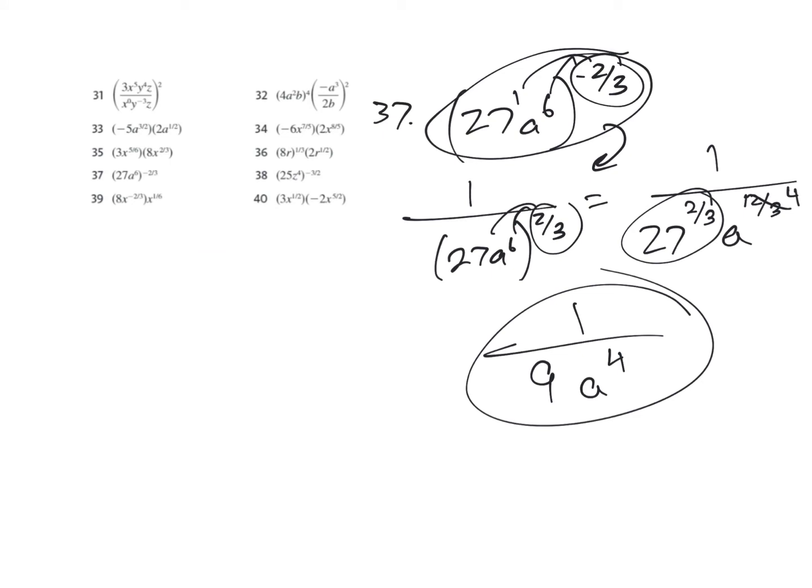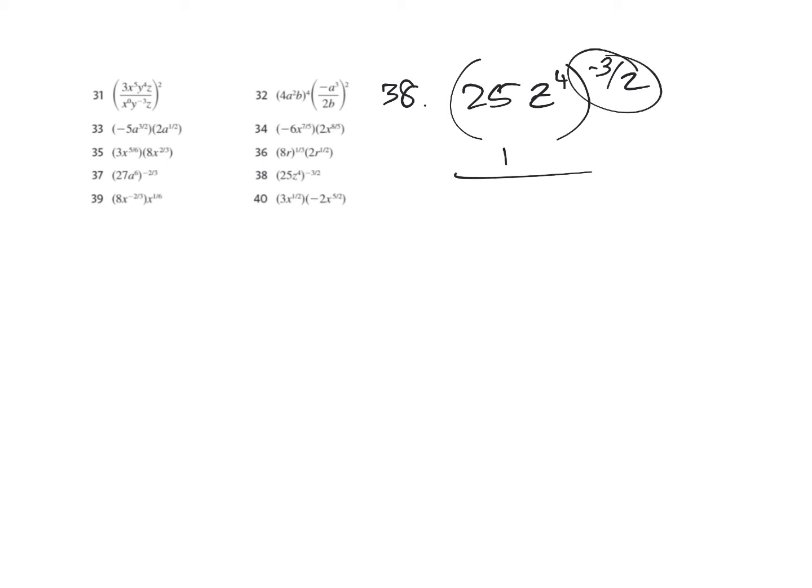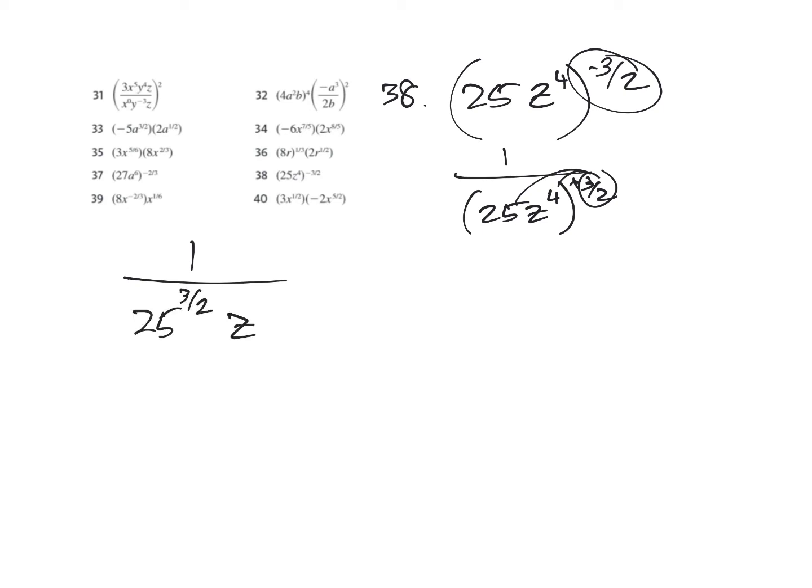38. Z to the fourth to the negative 3/2. So, again, you have a negative exponent. You can distribute it first and then move them if you want, but I'd rather have positive exponents to start with. So, again, 1 over 25z to the fourth raised to the negative 3/2, positive 3/2 now, because we moved it. So, distribute 3/2 through. 1 over 25 to the 3/2. 4 times 3/2 is 12/2, or 6.